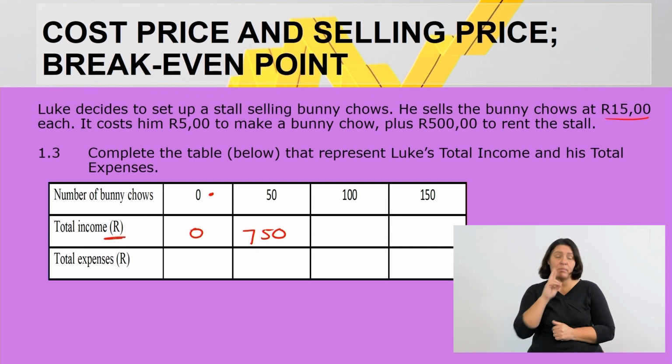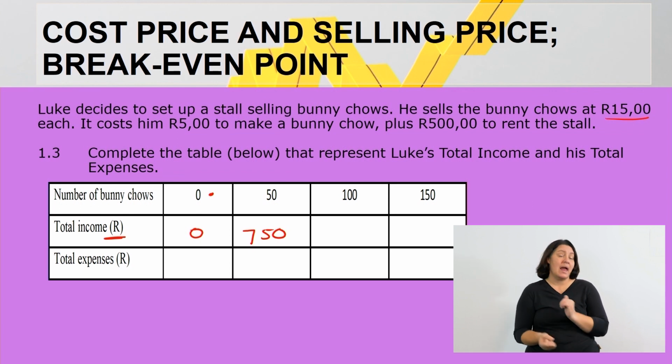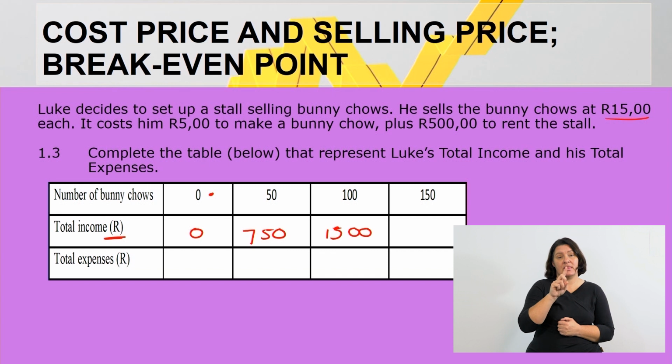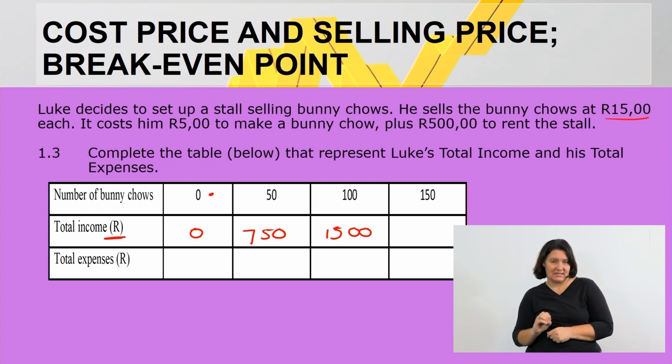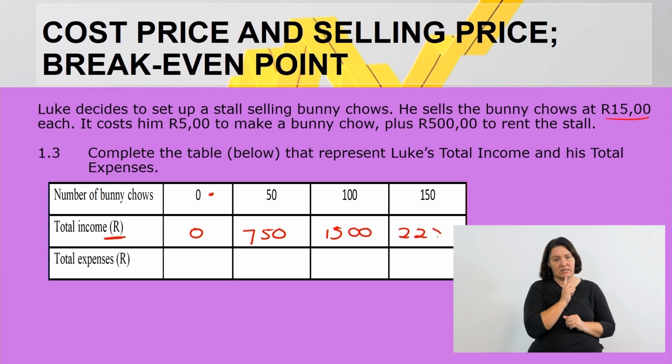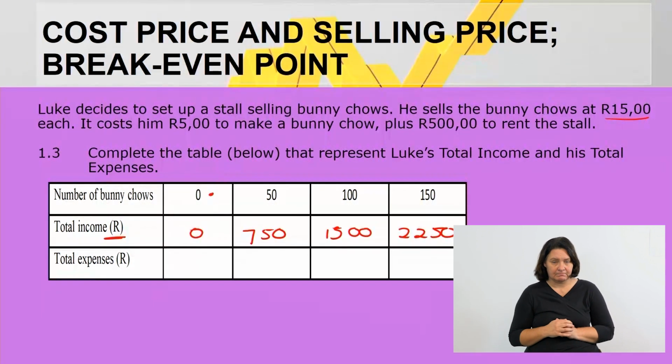And remember, the income is indicated in Rands, right? Then, what will happen if he will sell 100 of these bunny chows? So I'll type in 100 multiplied by 15. So that means you'll have an income of 1,500 Rand. And guys, listen, you have to work with me so that you make sure you get the same answer. And then lastly here by the income, let's look. What will happen if Luke will sell 150 of these bunny chows? That will come to an income of 2,250 Rand. So I hope that's clear.